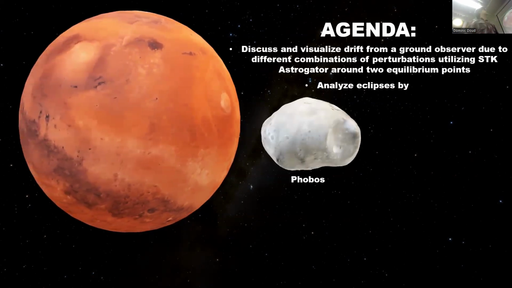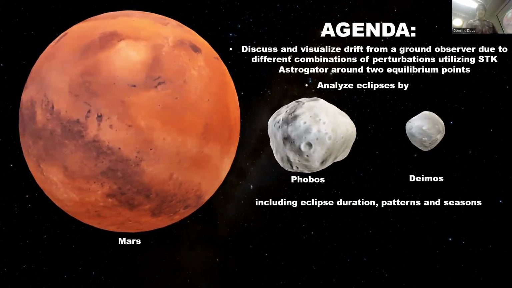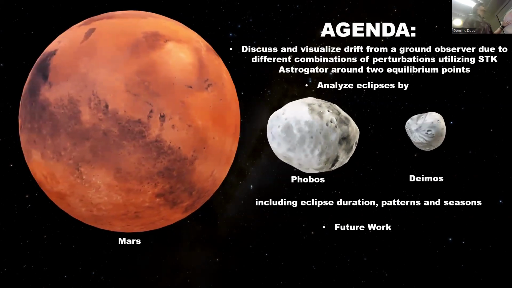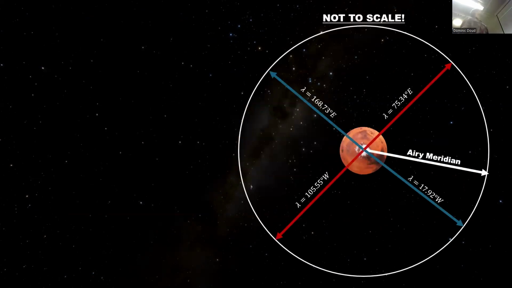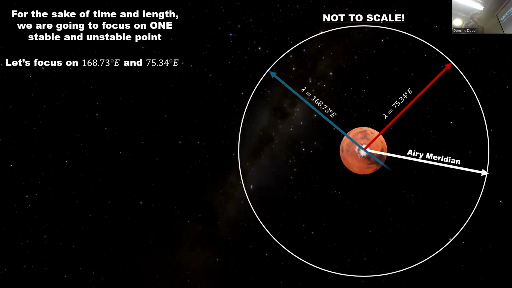We're going to analyze eclipses by our good friends Phobos and Deimos, and Mars. Can't forget him. And including eclipse duration, patterns, and seasons. And we're going to talk about future work, and I'm also going to briefly mention reflections if you'd like to stick around for that. For the sake of time, like I said, we're going to focus on one stable and unstable point. So let's just cut out L5 and L7.